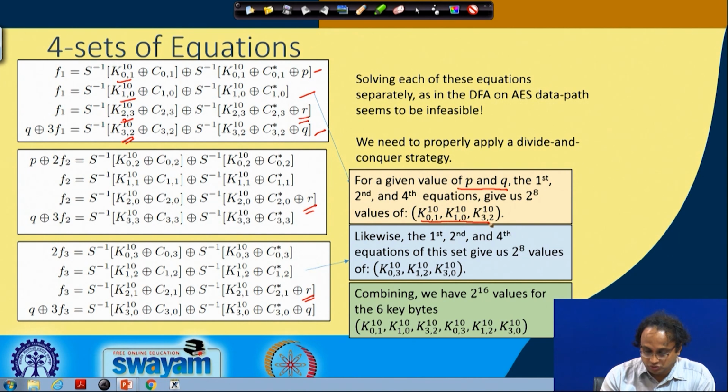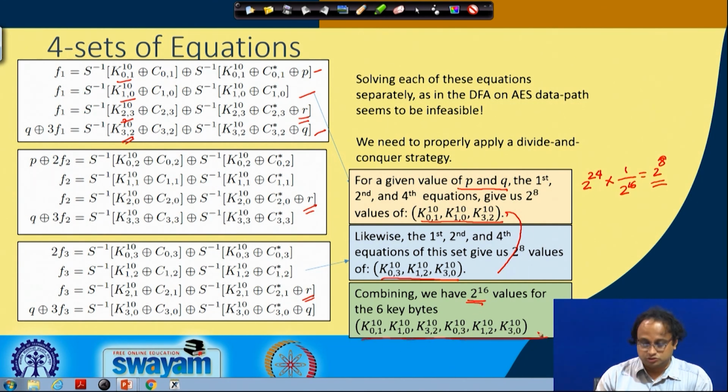This is essentially shown here, and we know that there are 2^24 possible values here, but then you have got 3 equations, and therefore this has a probability of 1/2^16, which means there are 2^8 possible keys which will survive. Likewise, you try this for this set, you get another 3 key bytes. If you combine these 2 things, you will have 2^16 values for these 6 key bytes. This 6 key byte set is nothing but a union of this list and this list.